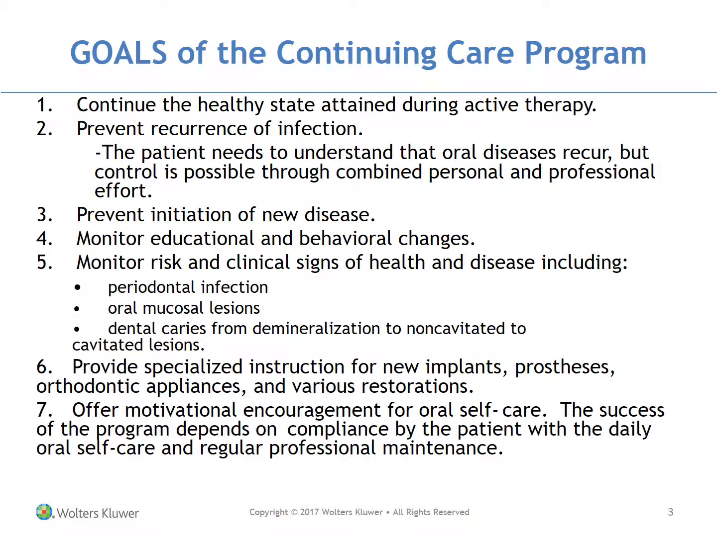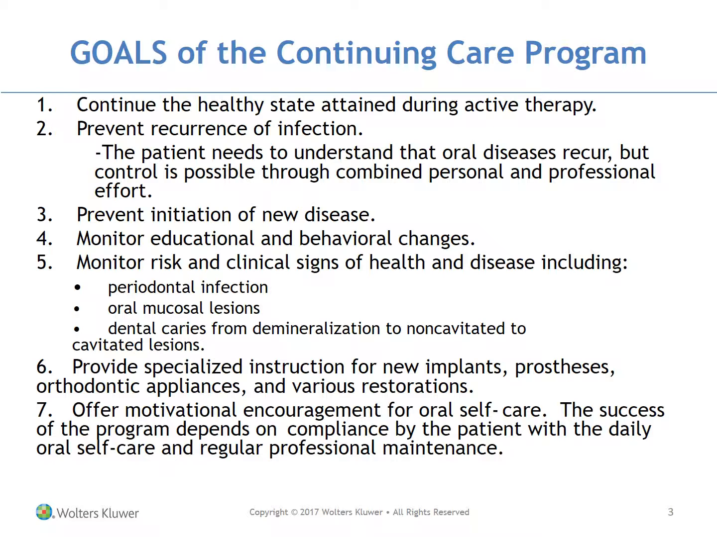Two, prevent recurrence of infection. The patient needs to understand that oral diseases recur. They can keep coming back, okay? Periodontal disease works in phases, and we have inactive phases and active phases. And so we want to let the patient know that diseases can recur, but control is possible through combined personal and professional effort. So they need to do their job, we need to do ours.